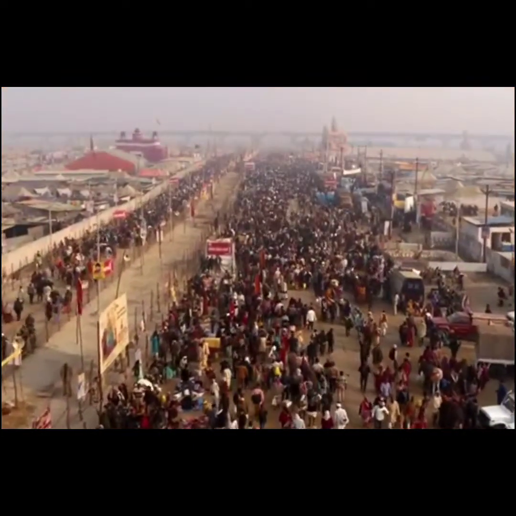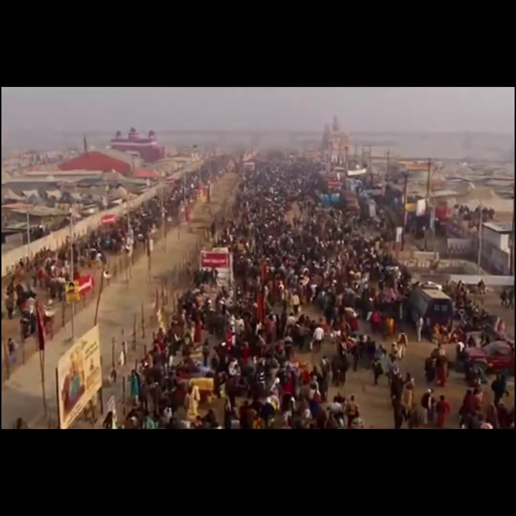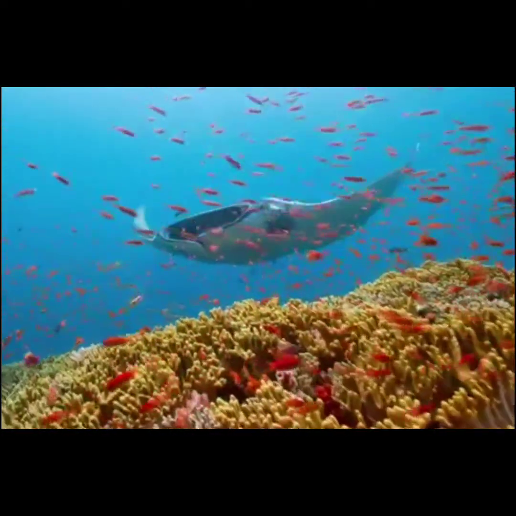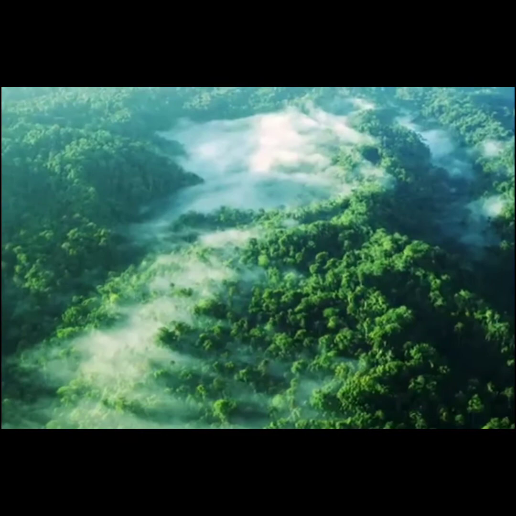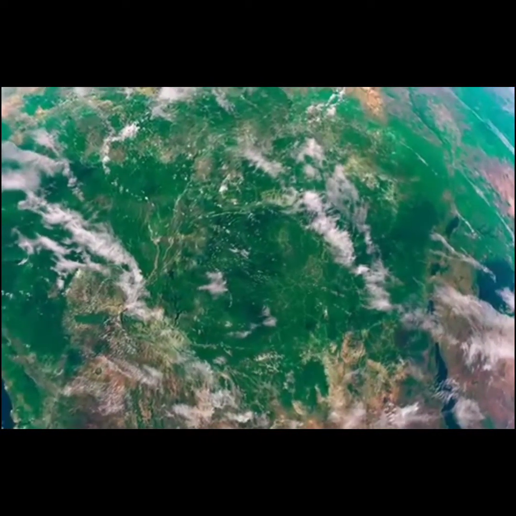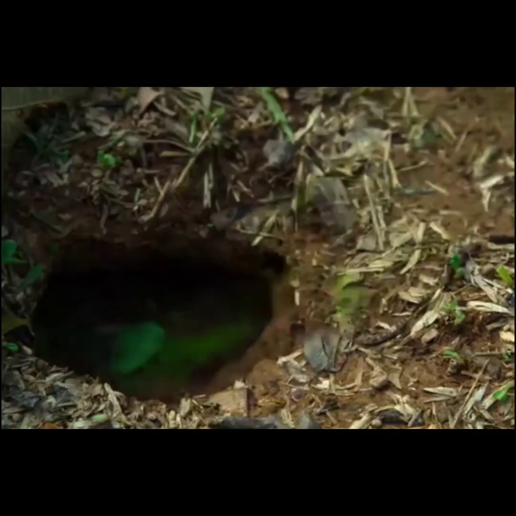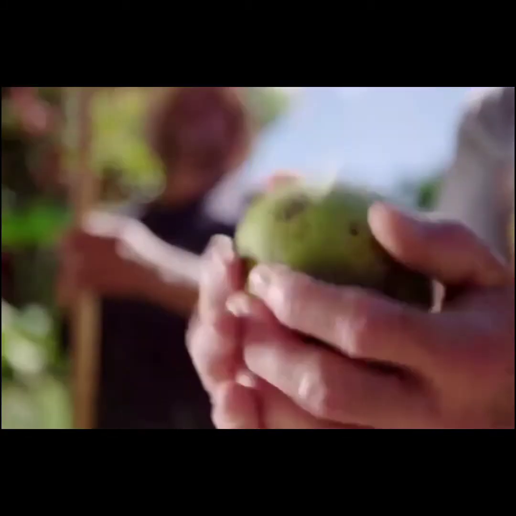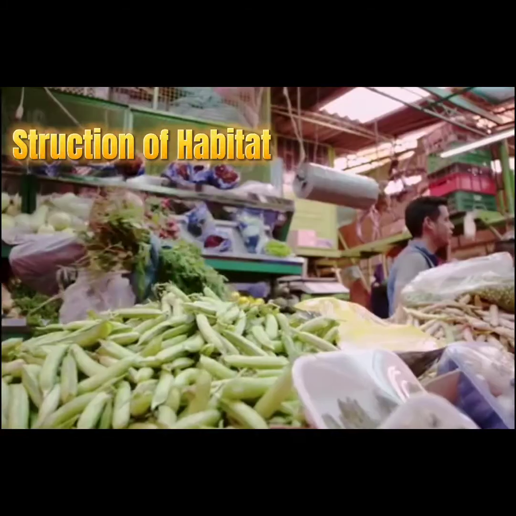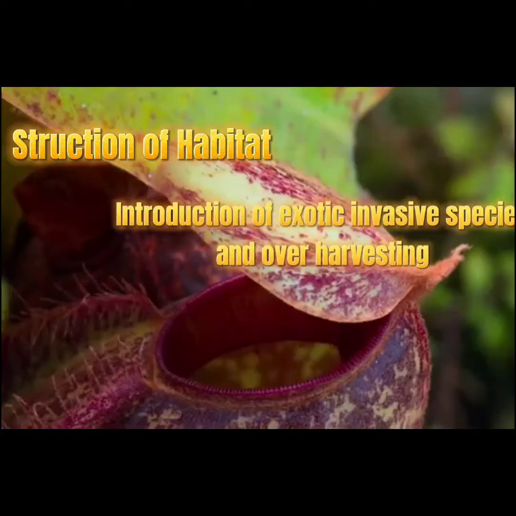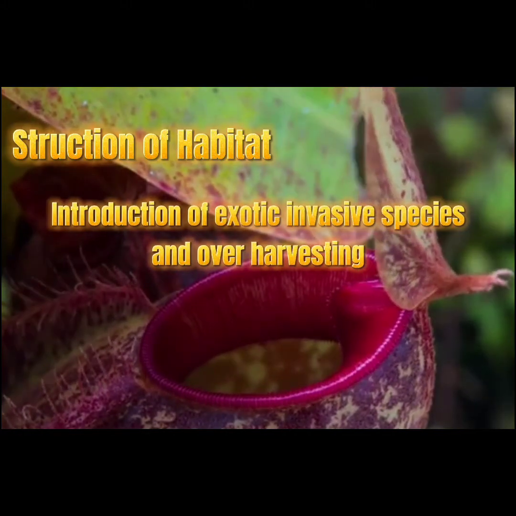The rate of species loss today is comparable to those periods of mass extinction. However, there is a major difference between the previous mass extinctions and the current extinction we are experiencing. Human activity, especially 3 human activities, have a major impact. First, destruction of habitat. Second, introduction of exotic invasive species, and also over-harvesting.